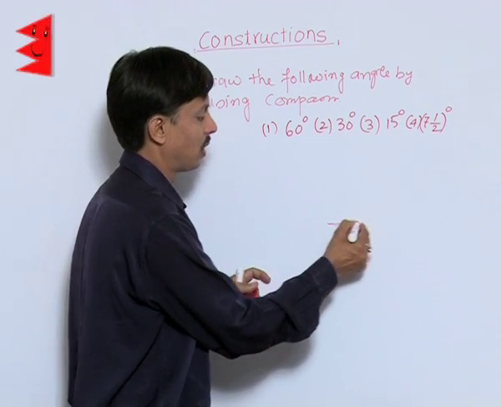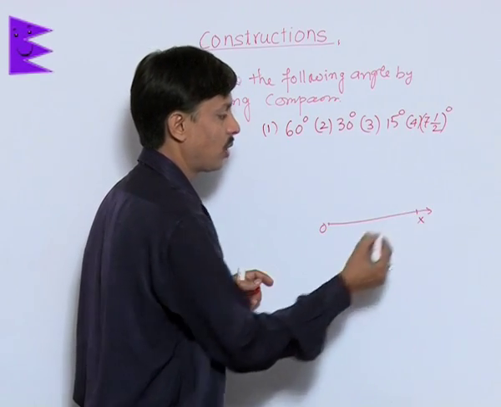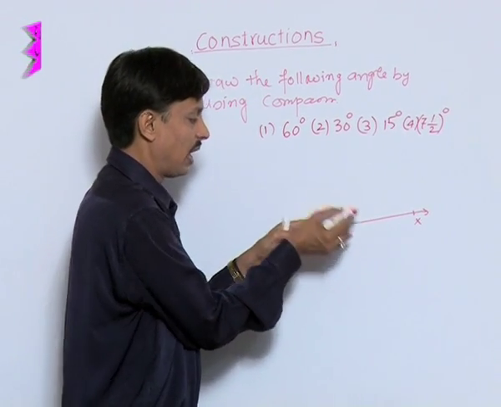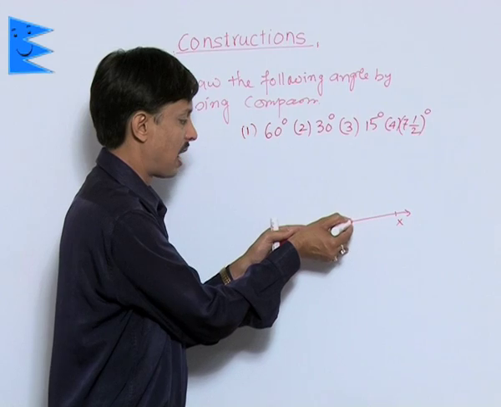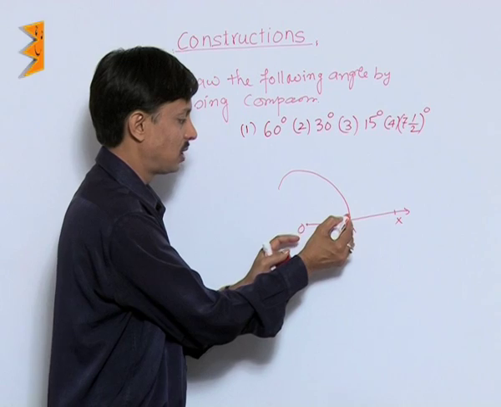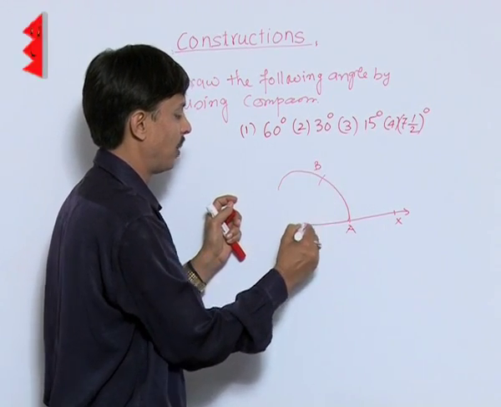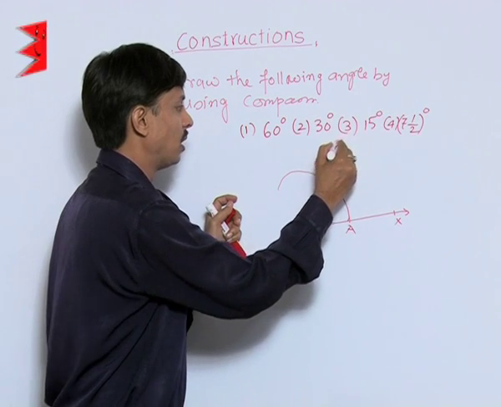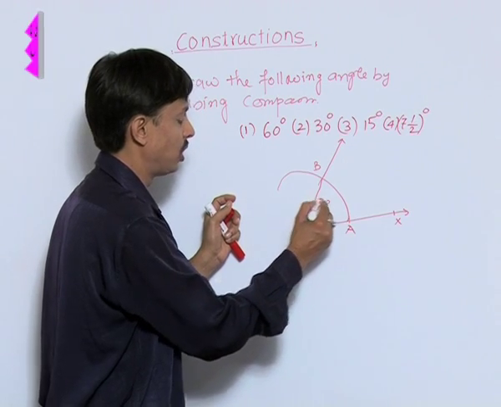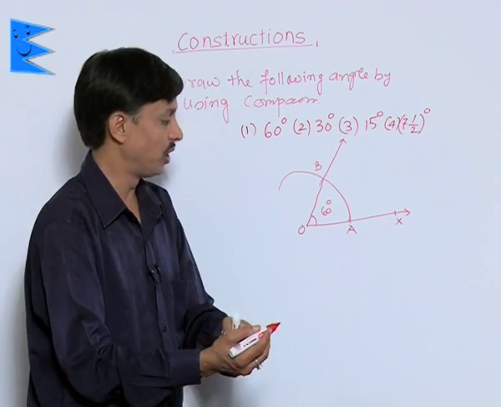As there is a method of drawing the 60 degree angle, as discussed in the first case, take OX as any ray. Taking O as center and any convenient radius, mark an arc like this. Suppose this point is A. With the same radius from point A, mark another arc. Suppose this is the point B, and now join O to B, and you have been told that this angle is now 60 degrees. We know that 30 degrees is half of the 60 degrees.